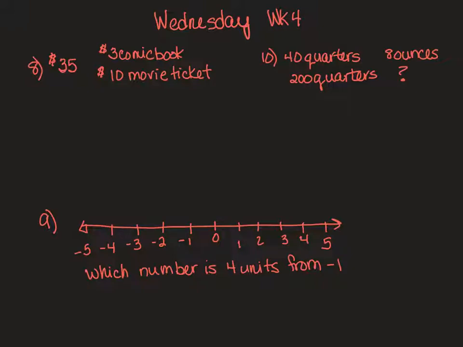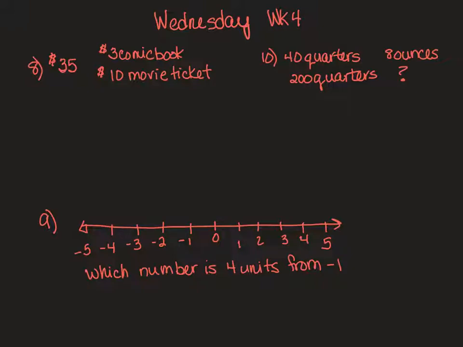On the first one, number 8, it says Tracy's got $35. He wants to, or is it he or she? Well, we don't really know. So Tracy wants to buy comic books. They're $3 each, and Tracy wants to have enough money left over for a $10 movie ticket. So the $10 movie ticket has to be what's left after Tracy buys those comic books.